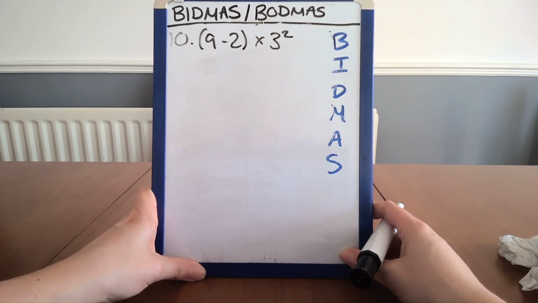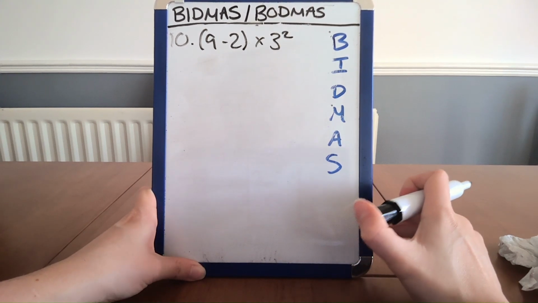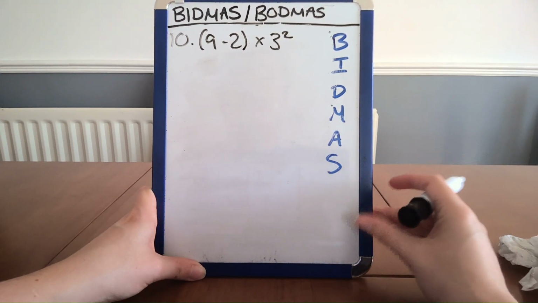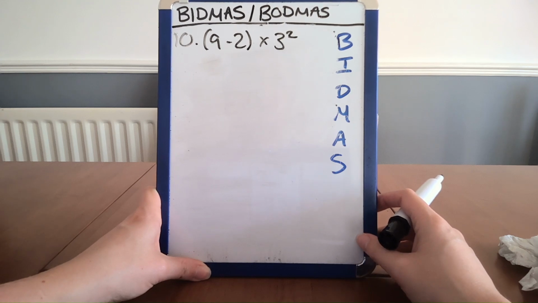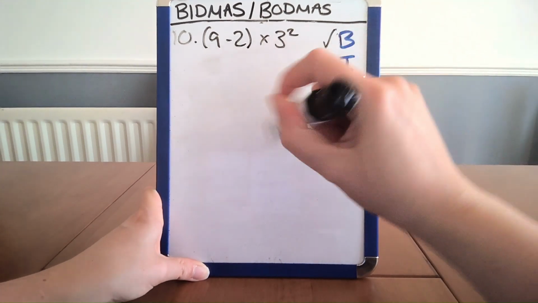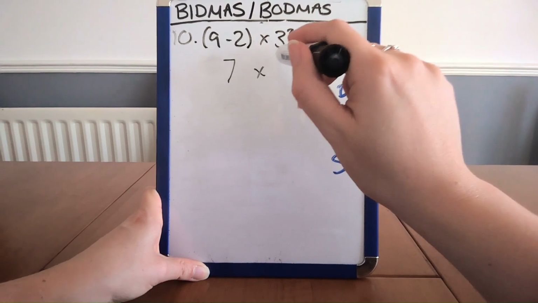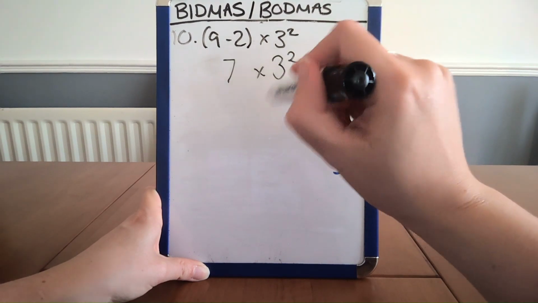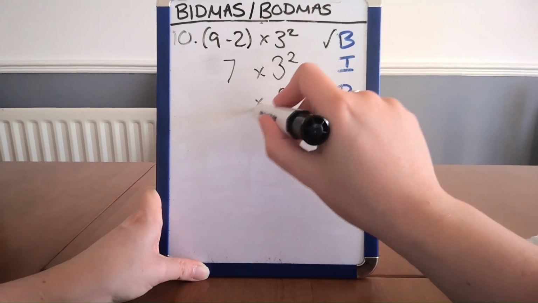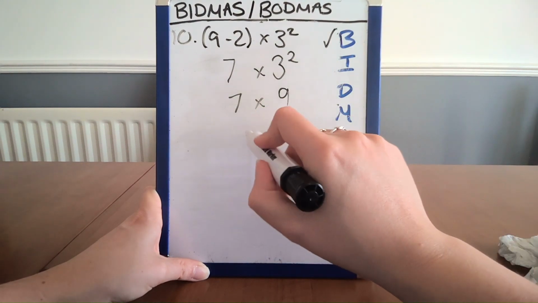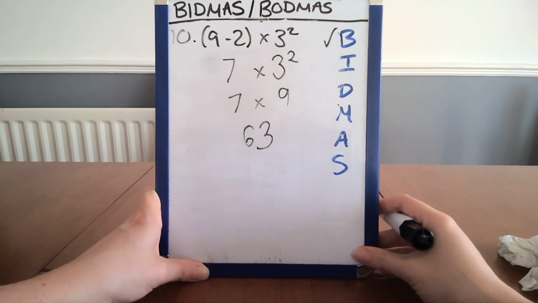Final question, we have question 10. 9 take away 2 in brackets times 3 squared. So we deal with our brackets first. 9 take away 2 is 7 times 3 squared. 3 times 3 is 9. 7 times 9 is 63.